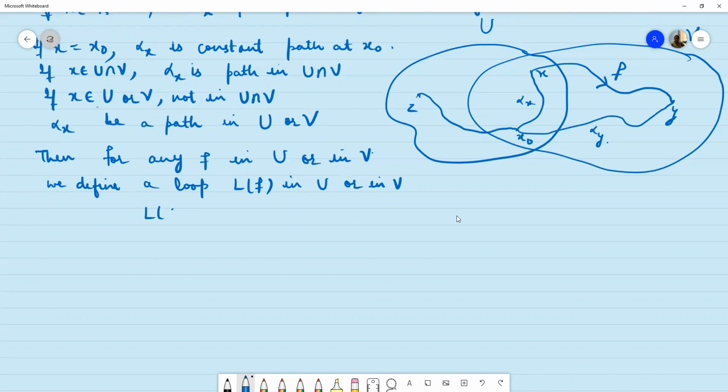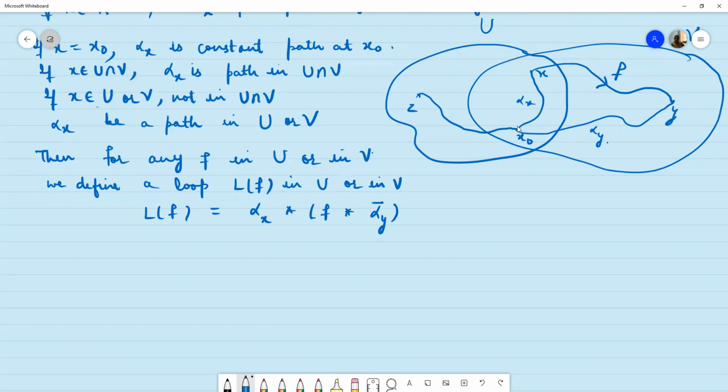We define L_f to be alpha x star f star alpha y bar, meaning the reverse of path alpha y. So firstly we go from point x0 to x through the path alpha x. Then we go along f from x to y. Then we go along the reverse of path alpha y from y to x0. So this will be our loop which is based at x0.